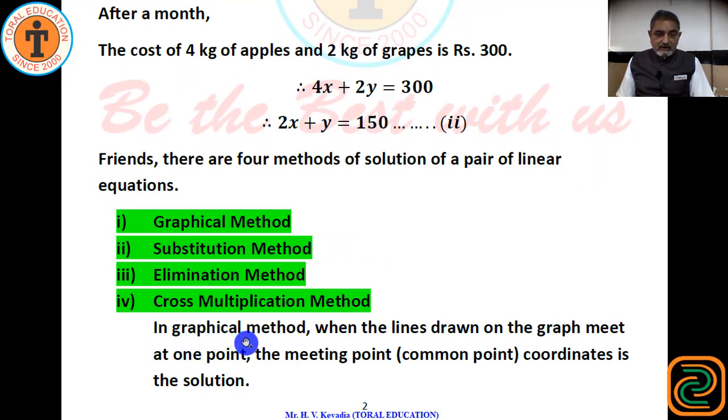In graphical method, when the lines drawn on graph meet at one point, one line is this, second line is this, then see the meeting point, that is the intersecting point. The coordinates of this point are the solution of your question. The meeting point or common point coordinates is the solution.